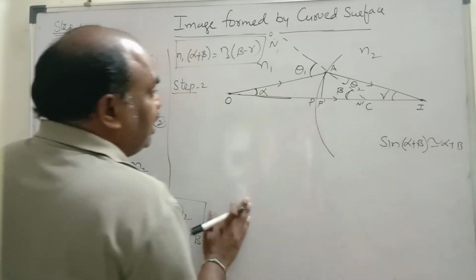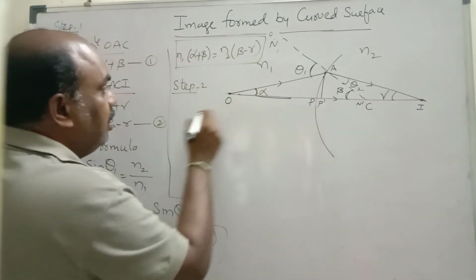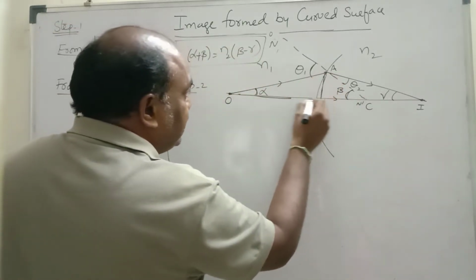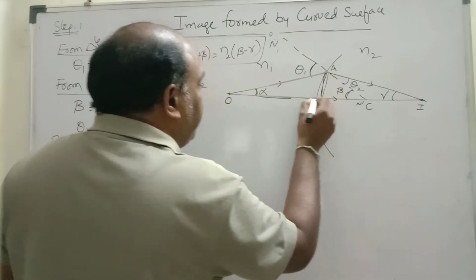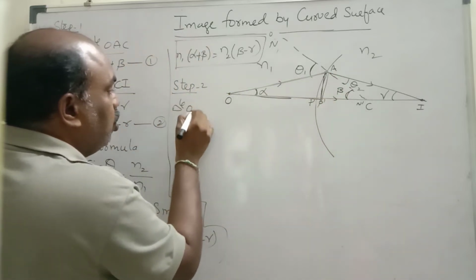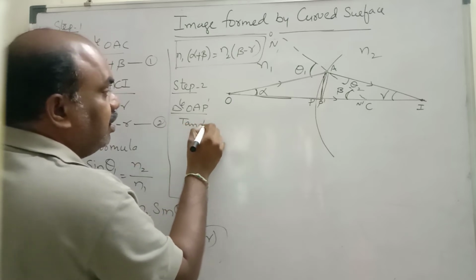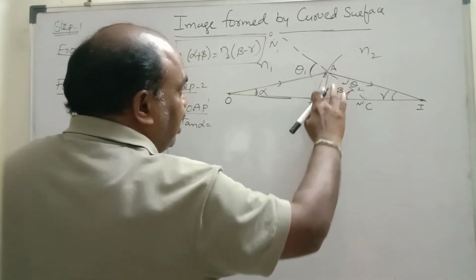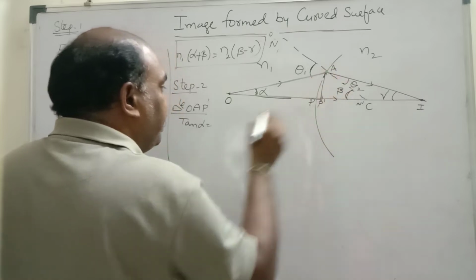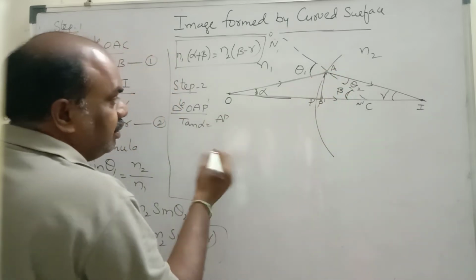Alpha, beta, gamma values I will find. See here, very simple. OAP' is a right angle triangle. From triangle OAP', what will happen? Tan alpha is equal to the opposite side of alpha. What is the opposite side? AP'. AP' is nothing but AP only.